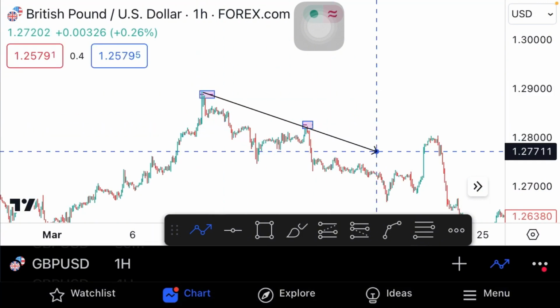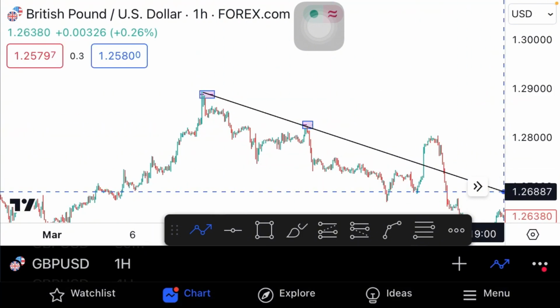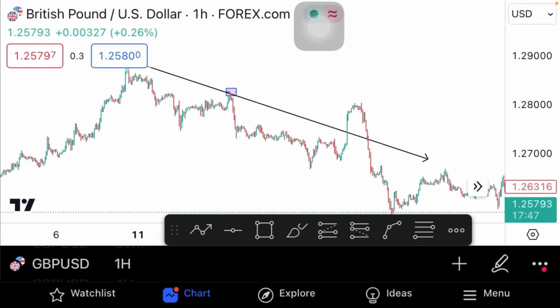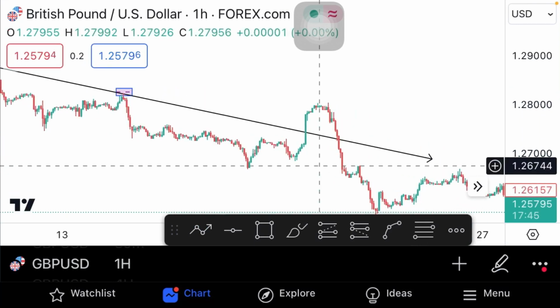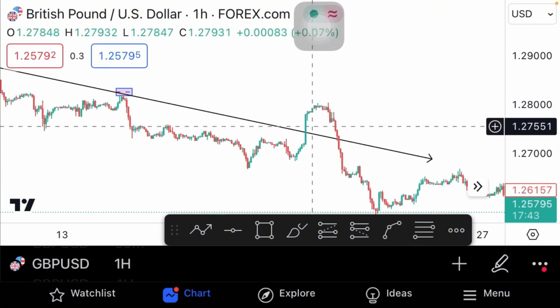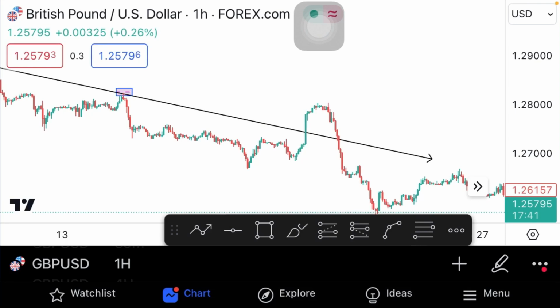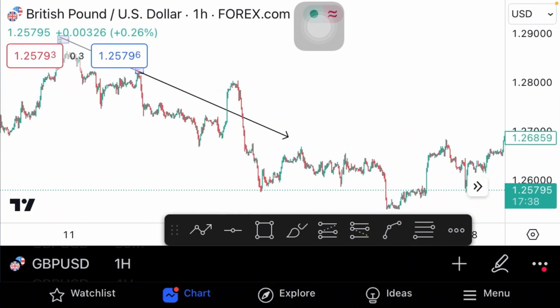This is the first touch, second touch, you extend it to the downside. As you can see, price came the third time and broke it. This is what we call a trend line break. So automatically this trend line is invalid.